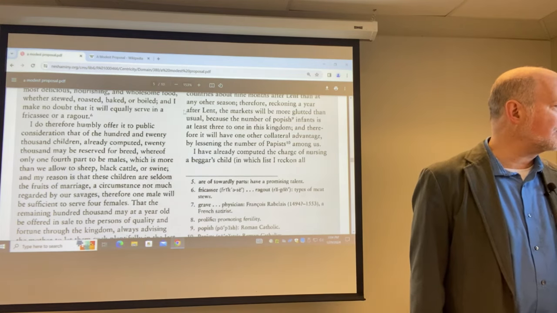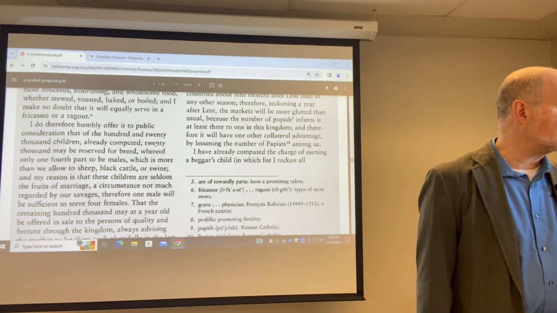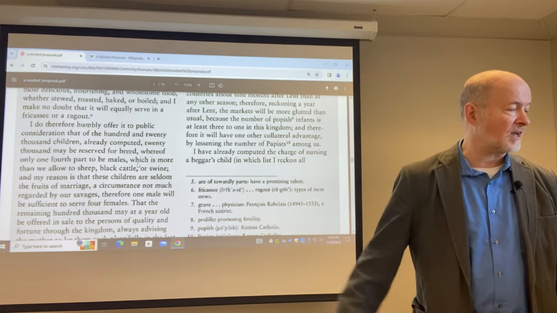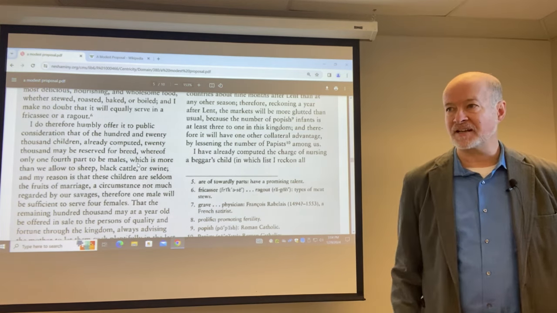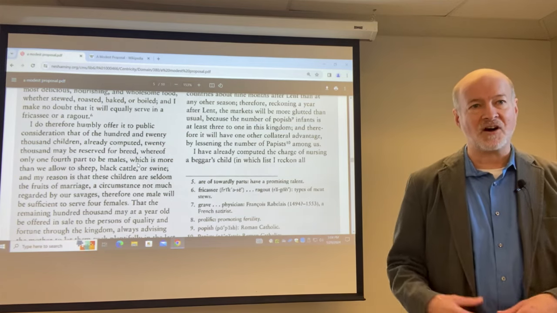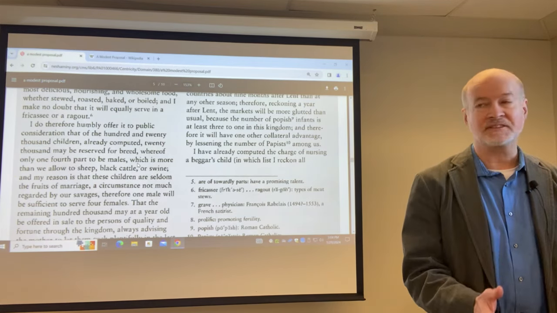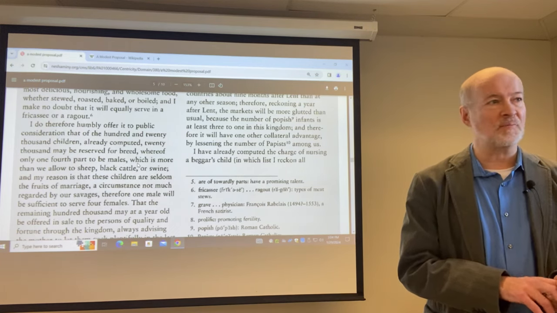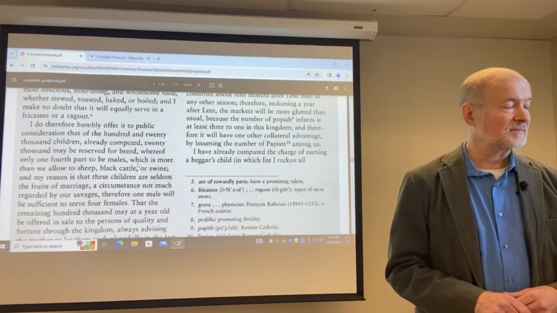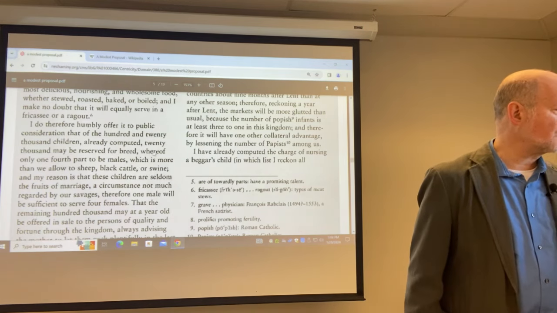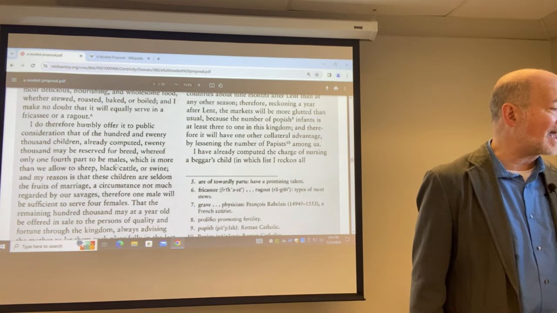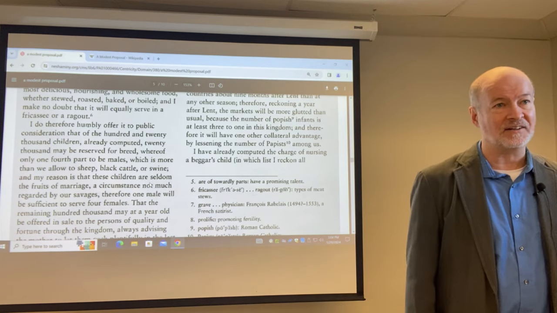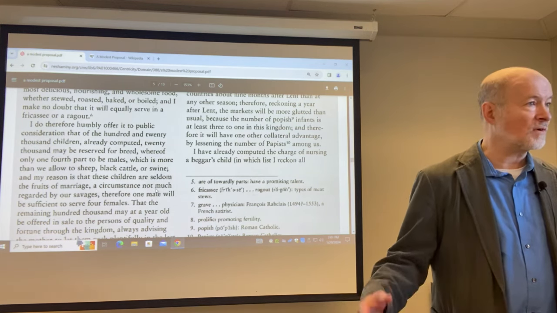And I do therefore humbly offer to public consideration that of the 120,000 children already computed, 20,000 may be reserved for breed. So we're not going to eat them all because we want to replicate the stock, and we don't want to just make a one-off monetary advance here, solve the problem. We can keep making money off this. 20,000 may be reserved for breed, whereof only 1/4 part to be males, which is more than we allow to sheep, black cattle, or swine, in case you're worrying about the numbers here. Like, we're not dehumanizing. There's more than we allow there.